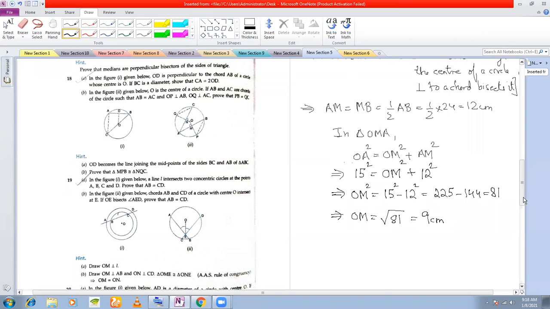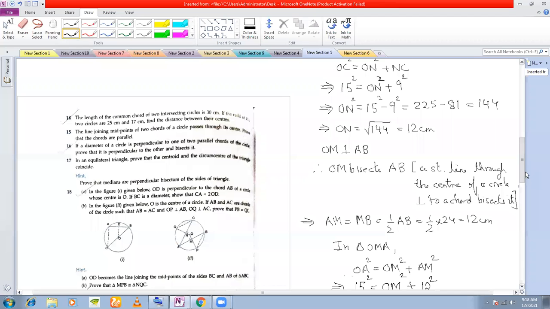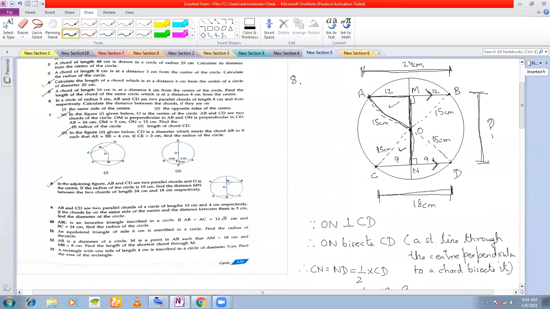So we've got the length of ON as 12. So this length we have got as 12, and this length we have got as 9. So therefore, what is this distance? You add up the two. Therefore, distance between the chords MN is equal to 12 plus 9, or OM plus ON.